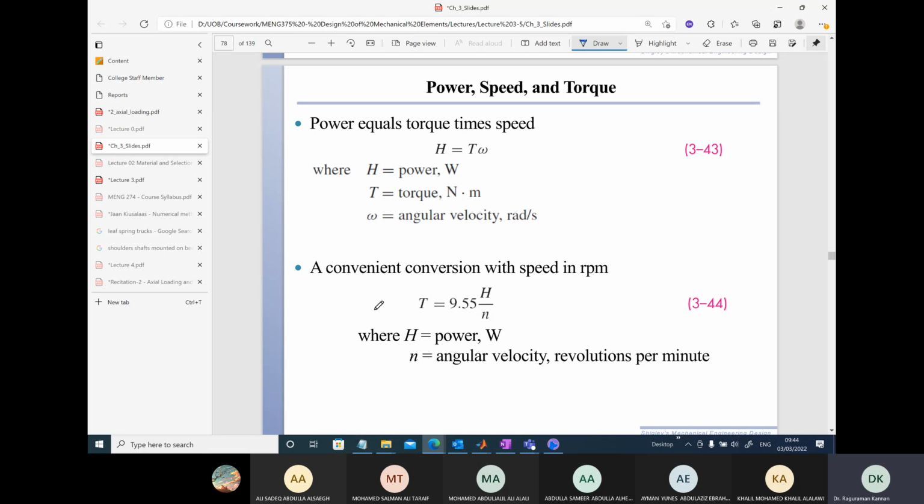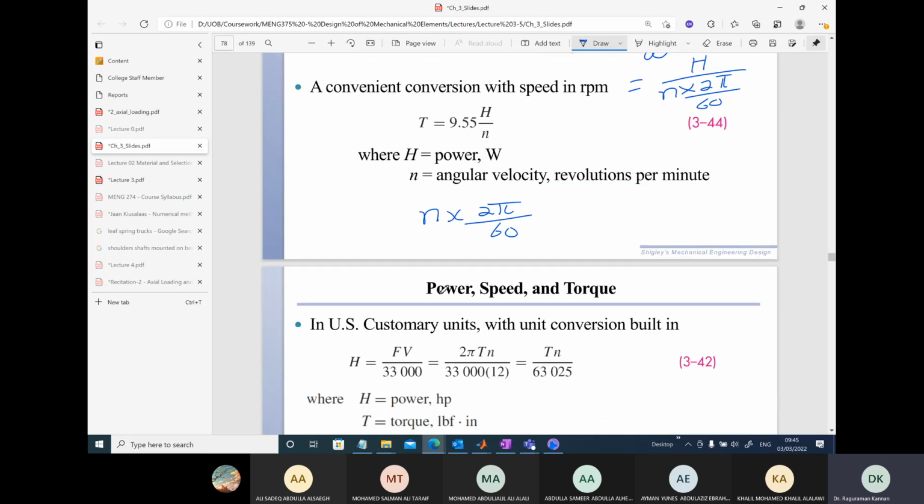Or otherwise you can directly take the RPM value and multiply by 2 pi over 60. This value will also give you the same result. In the denominator we can replace omega, rewriting torque as H over omega, or H over N times 2 pi over 60. That also will give us the same value. Take the 60 over here and replace it: 60 over 2 pi will give you 9.55.